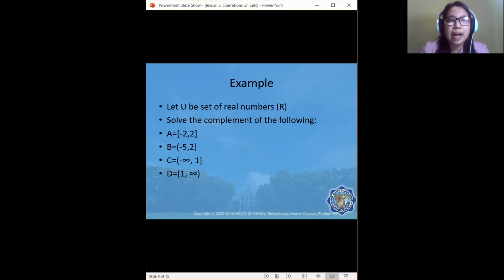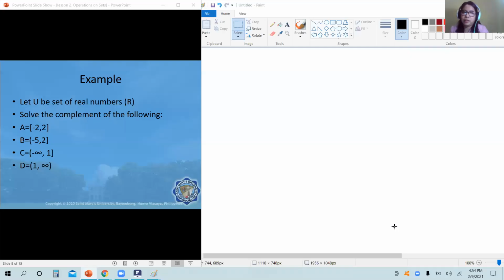If we let U be the set of real numbers, U equals R, let us solve for the complement of the following sets. So how will we deal with this? Again, we need to open our board. Okay, so let's solve this.